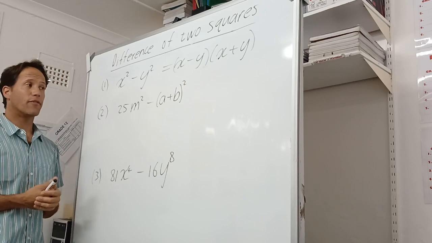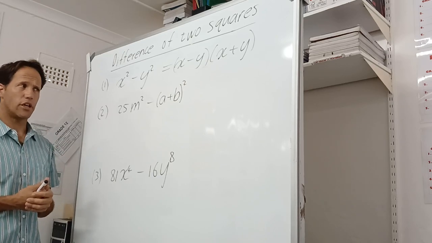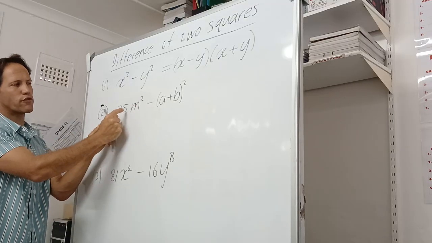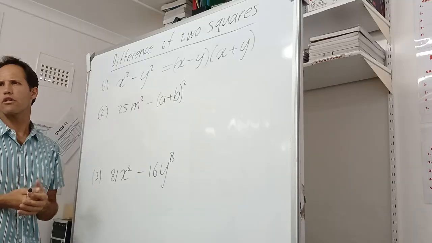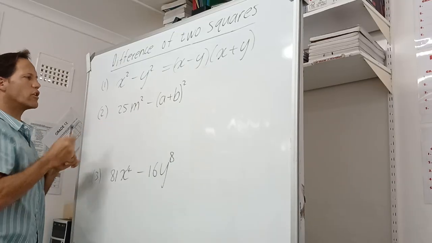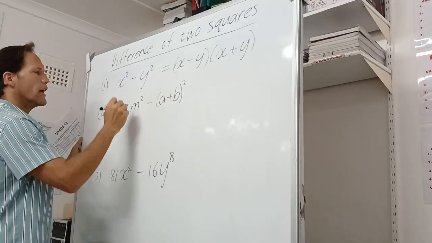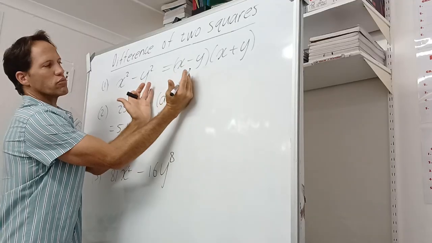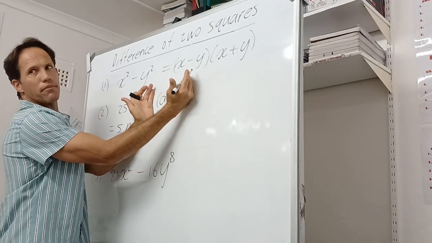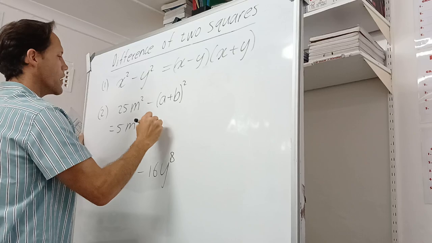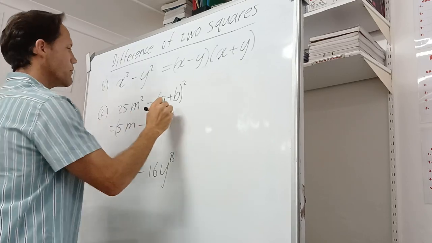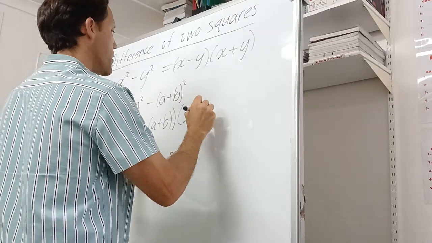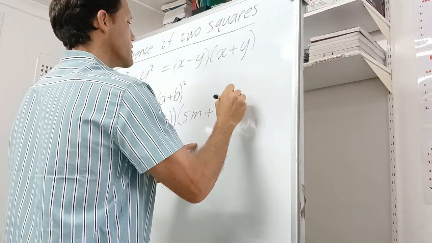Okay? So now you have to say, difference, it's there, squared, so what's the square root of this now? What's the square root of 25m squared? 5m, yeah. The square root of 25 is 5, and the square root of m squared is m. So now you got 5m minus, and then what's the square root of this? (a + b). Okay? So you're going to say (a + b), and then in the second bracket, you're going to say again 5m, but now you put in the plus, and then (a + b).